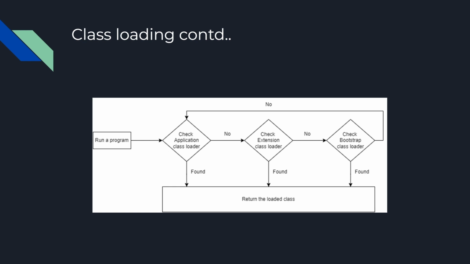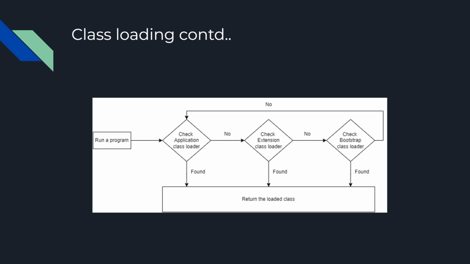The second step of the linking phase, which comes after the verification, is preparation. Preparation involves creating the static fields for a class or interface and initializing such fields to their default values. It means in the preparation phase, if the class or interface has static fields, those fields will be initialized to their default values, not the actual values, just the default values.